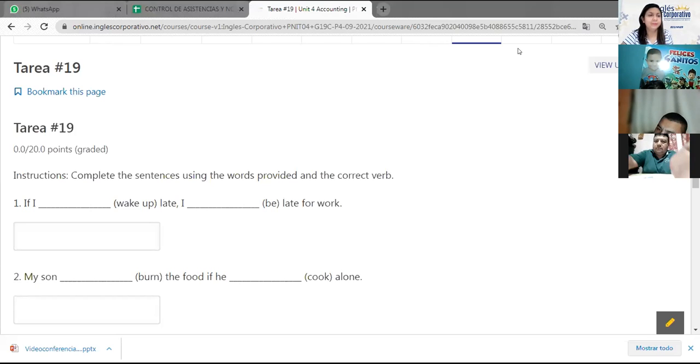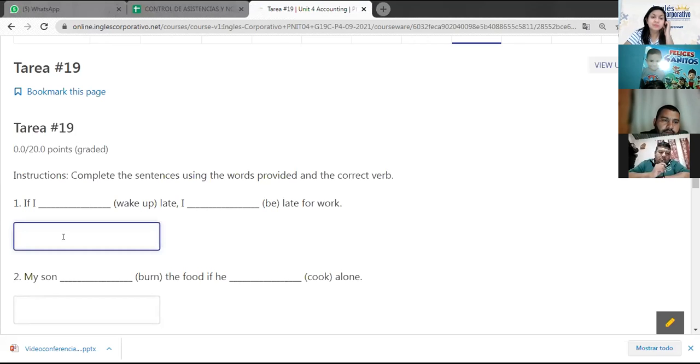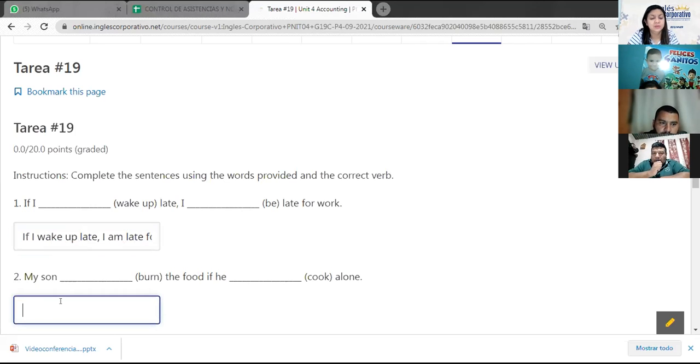Yes. Okay. So complete the sentences using the words provided in the correct verb form. If I wake up late, I am late for work. Okay. My son burns the food if he cooks alone.